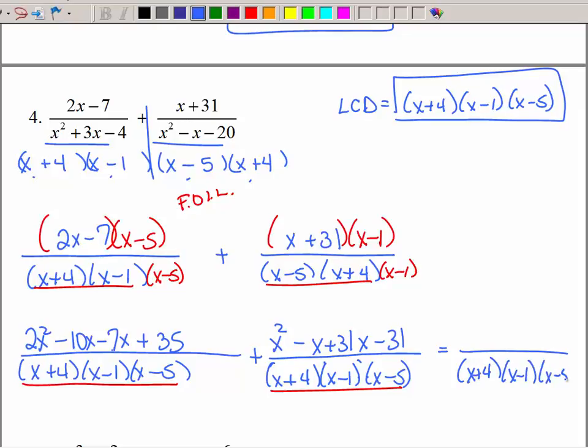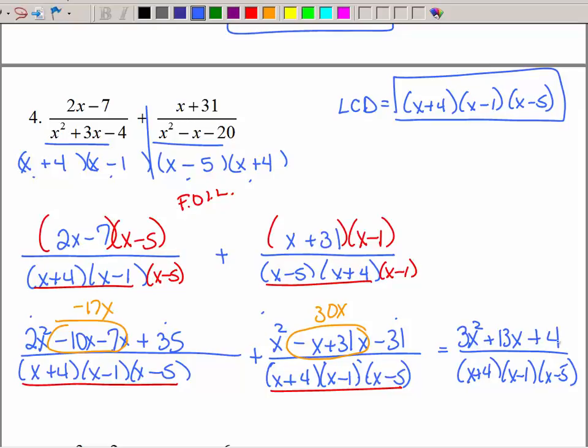And yes, I know that's long. And I'm going to collect like terms across the top. So 2x squared plus 1x squared is 3x squared. Then this makes negative 17x, and this is positive 30x. So combine those, and I believe I have a positive 13x. And I have 35 minus 31, which is a positive 4.